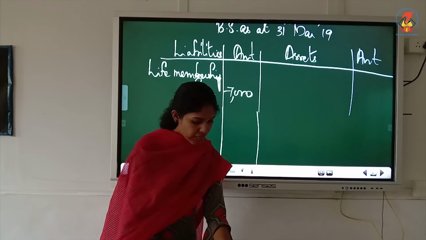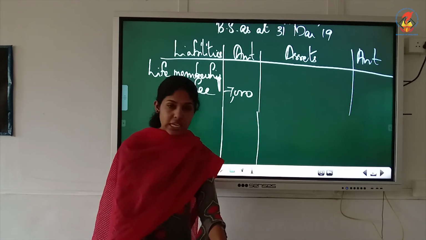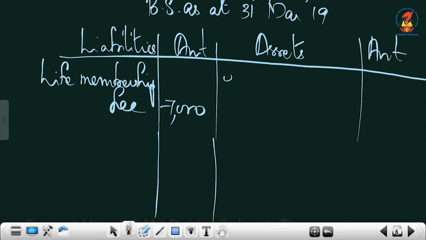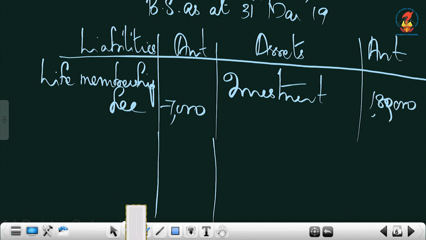Then what next we have? Investments we have, isn't it? Interest we can't write because that is income, not an asset, but investments is an asset. We have already recorded it in the opening. Same thing will appear in the closing also, since we didn't sell any investments. So, investments 1,80,000.